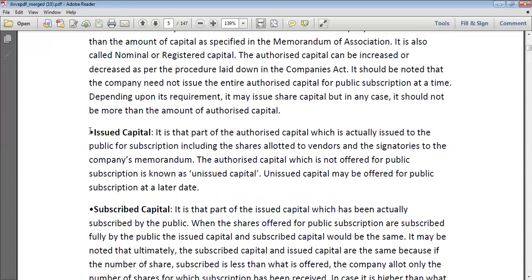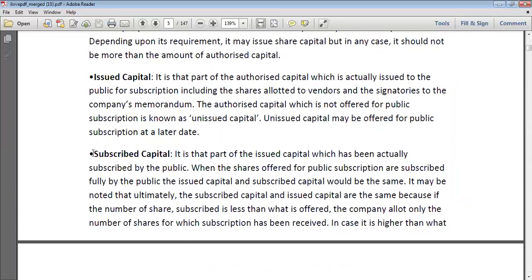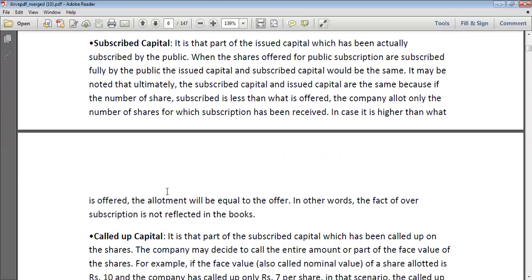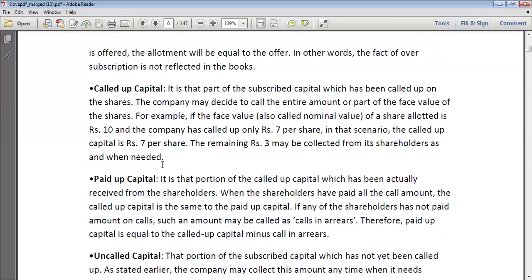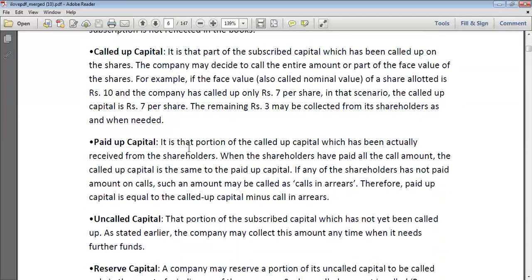Issued capital is that part of authorized capital which the company actually issued to the public to subscribe. Subscribed capital is that part of issued capital which the public actually subscribed. Called up capital is that portion of subscribed capital which the company has already called. And paid up capital is that part of called up capital which shareholders have already paid.